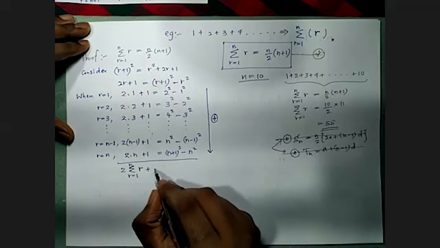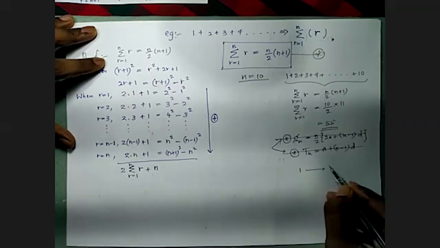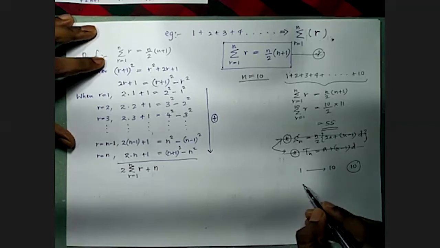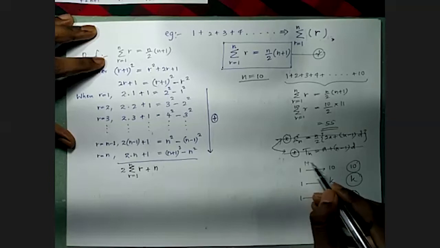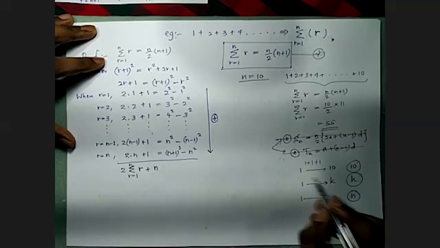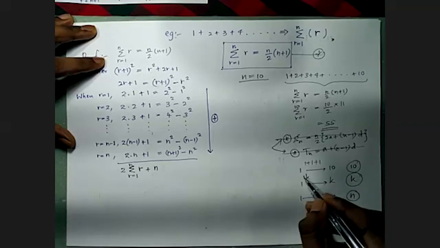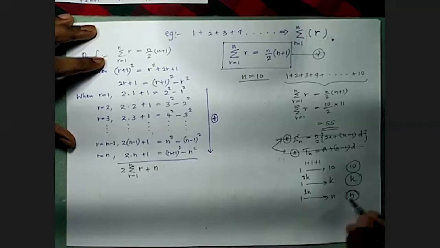n. Yes, n. Let's say we have 1 to 10. We have 10. Then 1 to k. Sum is k. 1 to n. Sum is n. That means we have 10 ones. Okay, here we have k times 1, here n times 1. Therefore sum is n.